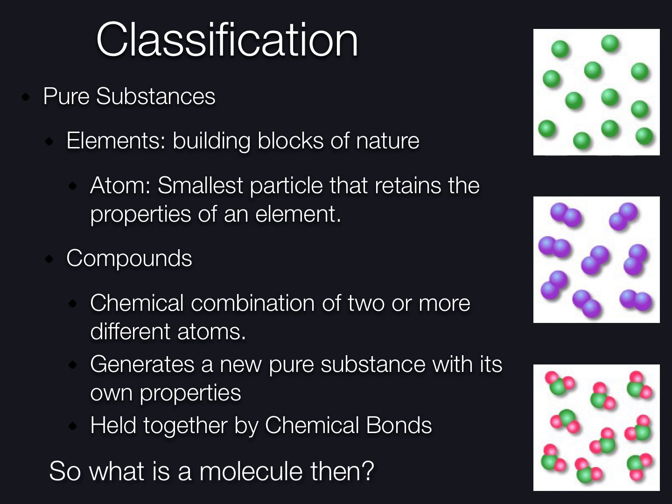Now, the smallest particle that an element might be broken down into is called an atom. In fact, the word atom means indivisible. And so if you take a group of pure elements and you split them up into their individual particles, those would be considered atoms, the smallest particle that retains the properties of the element.